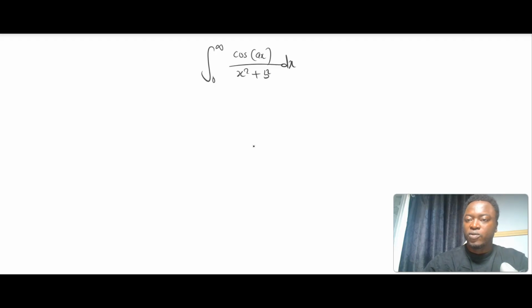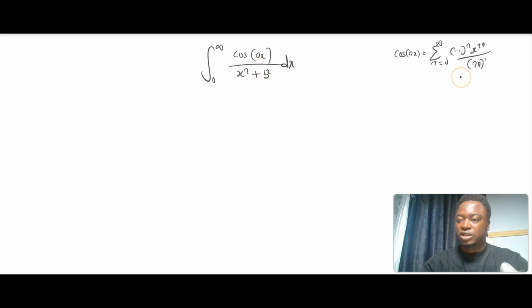First one we used the fact that the Taylor series of cosine of ax is equal to the sum as n runs from 0 to infinity of negative 1 to the n x to the 2n divided by 2n factorial. And then we plugged it in and used the Cauchy-Schlömilch transformation. So that will be in the description below, the first solution.